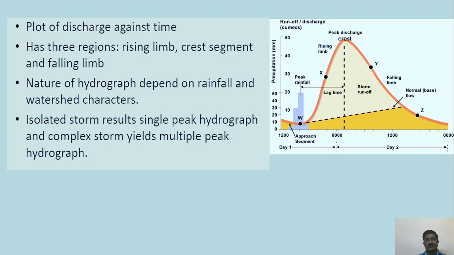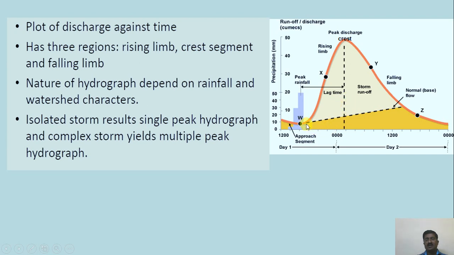An isolated storm results in a single peak hydrograph, and a complex storm yields multiple peak hydrographs. There are various types of storms. If you take a single isolated storm, it will give a single peak hydrograph. But in case of a complex storm, multiple peak hydrographs can be obtained. Before proceeding, we are revising this, and we will revisit it frequently in the coming sessions.